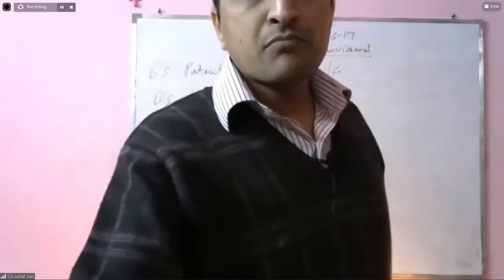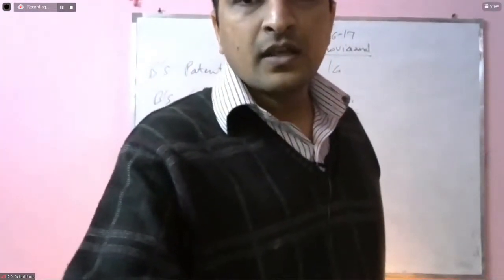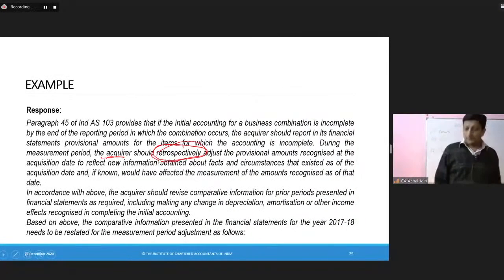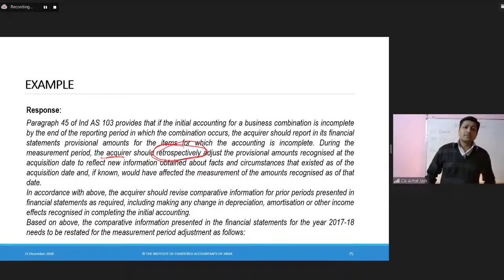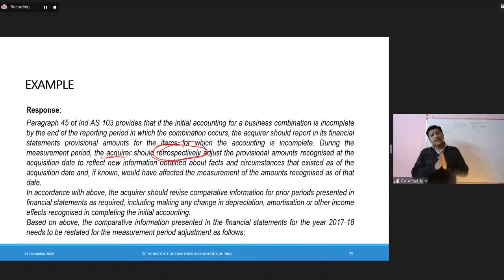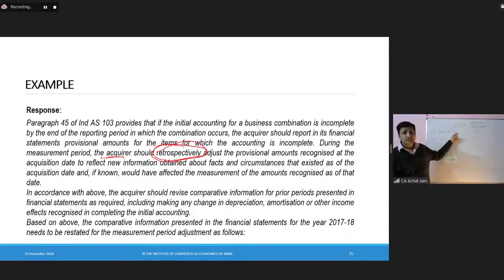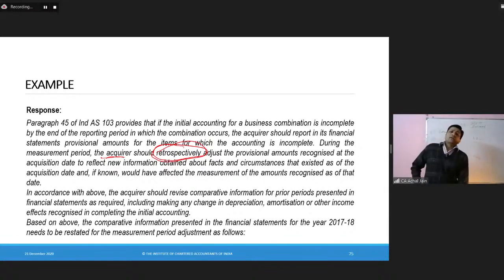Now let's see how the numbers will change. So I'm just taking you to the presentation once again and we'll compute the numbers over there. In accordance with above, acquirer should revise comparative information for prior periods presented in the financial statements, including making any change in depreciation, amortization, or any item of the P&L. Means it will not be limited to balance sheet, it will cover the entire set of financial statements. So based on above, comparative information presented in the financial statements for the year ended 31st March 18 needs to be restated for the measurement period adjustment as follows. Let's see what is going to be the adjustment.